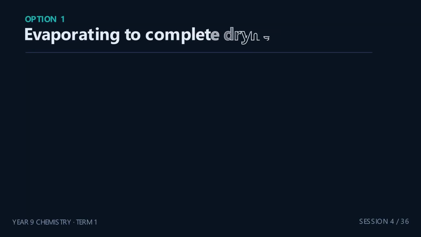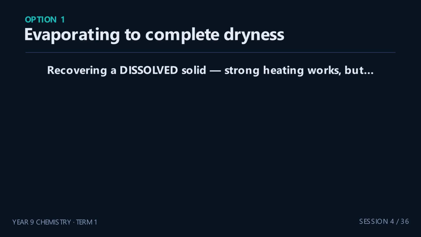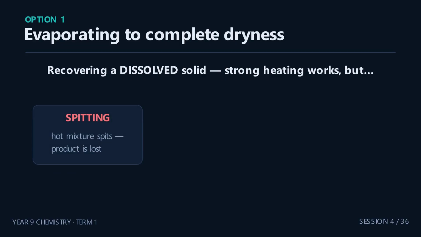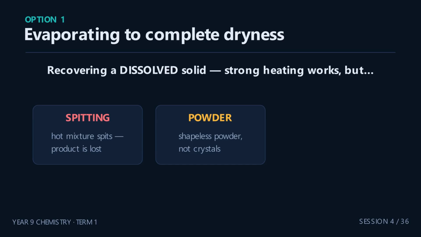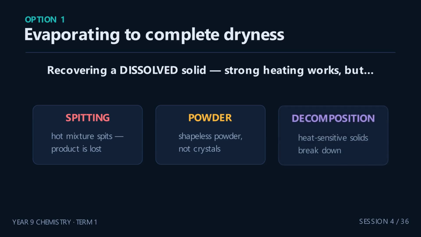So how do we recover a dissolved solid? One option is evaporation to complete dryness. It can work for a stable solid, but it has 3 problems. Strong heating makes the mixture spit and product is lost. You get a shapeless powder rather than crystals, and heat-sensitive substances can decompose. There is usually a better way.